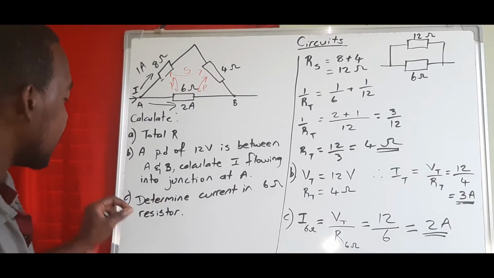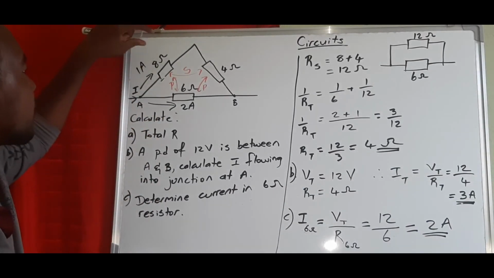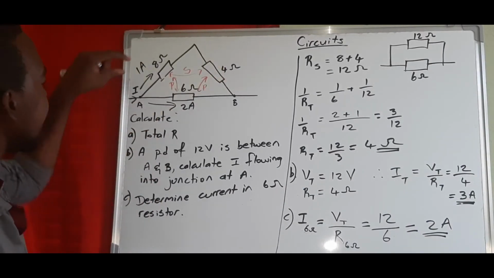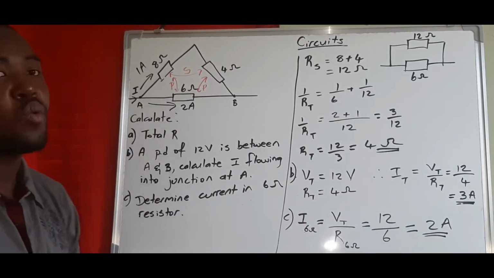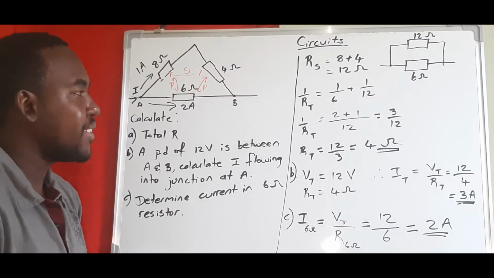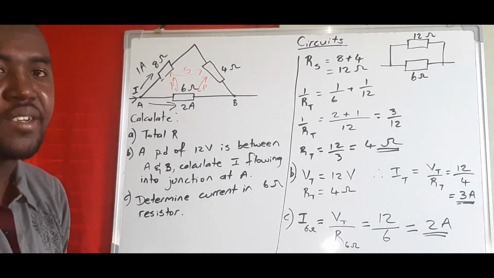So if there was a next part that says what's the current flowing through the 8 or the 4, then it would just be this minus this, we get 1. All right, so that's it for this question. Let's look at another one.